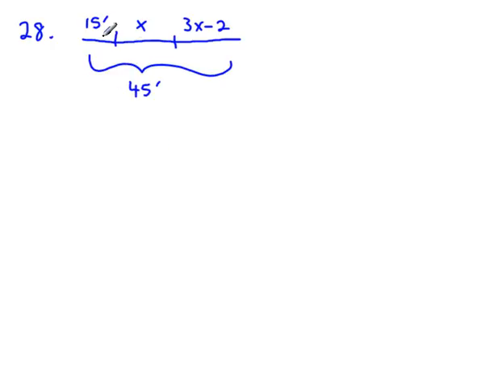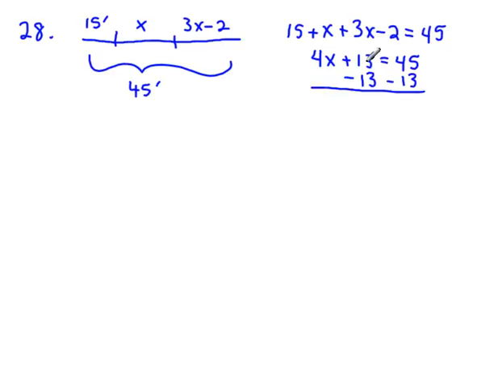So what we want to do is know that the whole wire is 45 feet long. Each piece we have defined, so make the equation 15 plus x plus 3x minus 2, that's adding up the 3 pieces, equals the total length of the wire, 45 feet. Now to solve this problem, we collect like terms, so that would be 4x, 15 minus 2 plus 13 equals 45. We don't have any variables on the wrong side, so we will subtract 13. 13's cancel. 4x equals 32. Divide by 4.